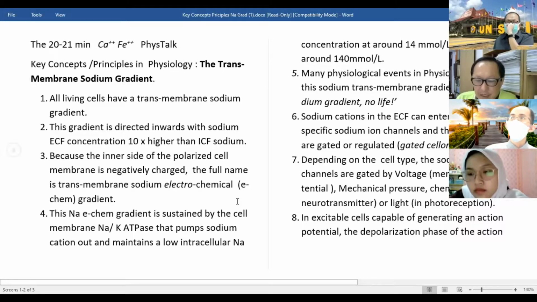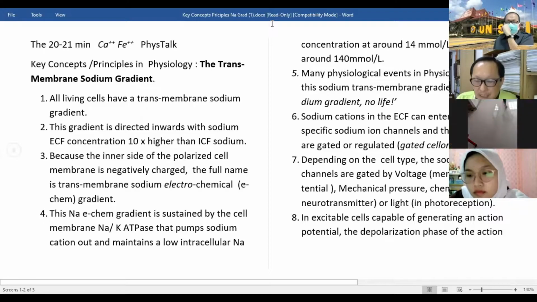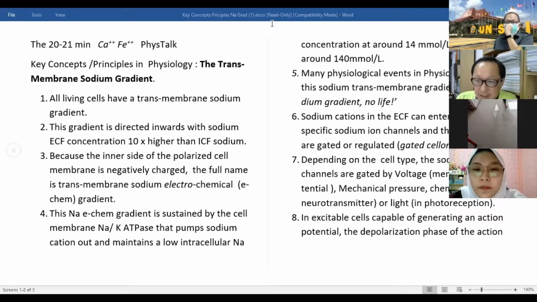So let me just repeat. The intracellular sodium concentration is controlled by the sodium potassium ATPase pump to keep it low inside the cell so that you always have this gradient. But the extracellular sodium concentration is controlled by a different homeostatic mechanism, which you will do later in your physiology.